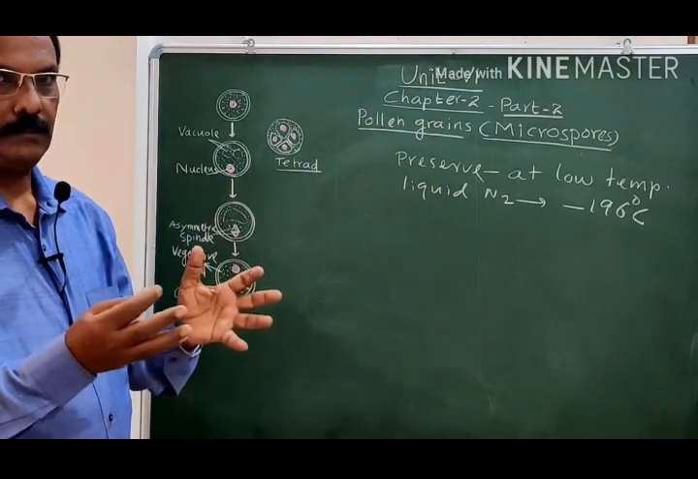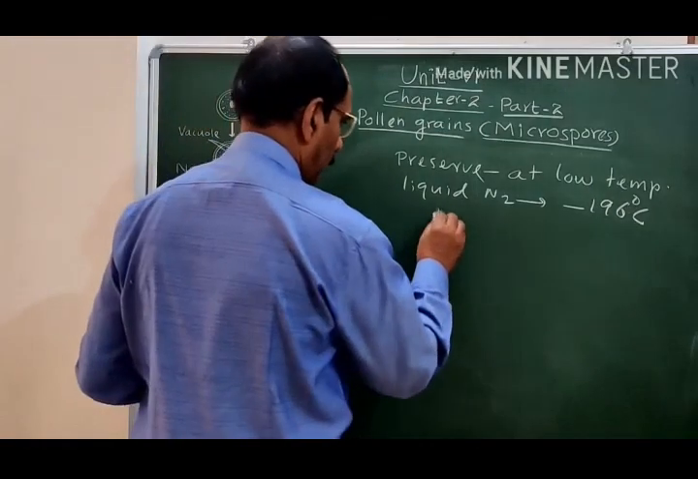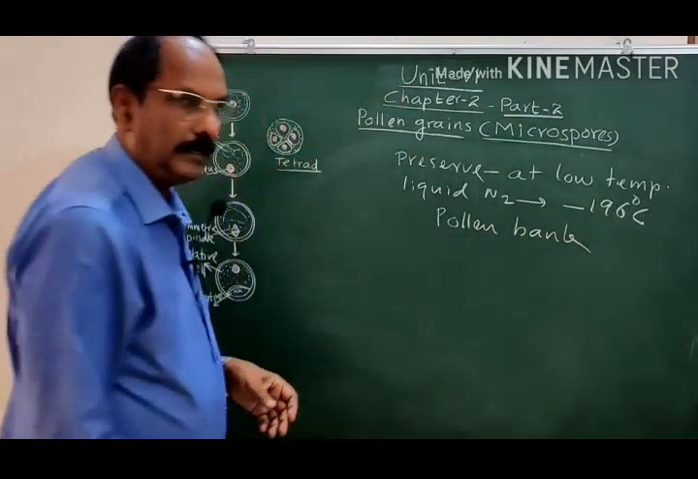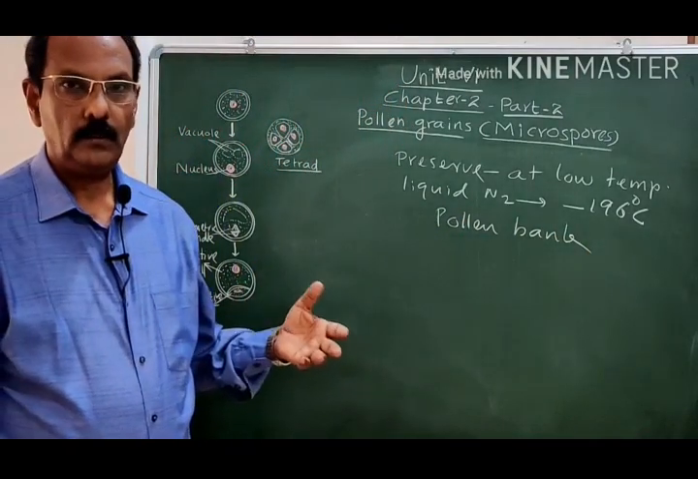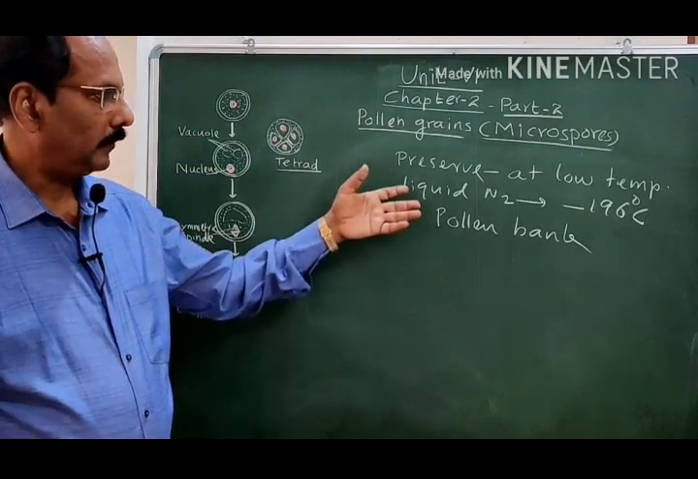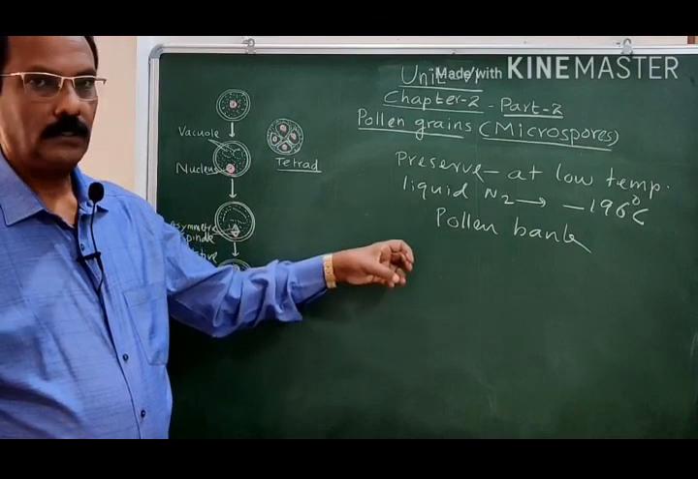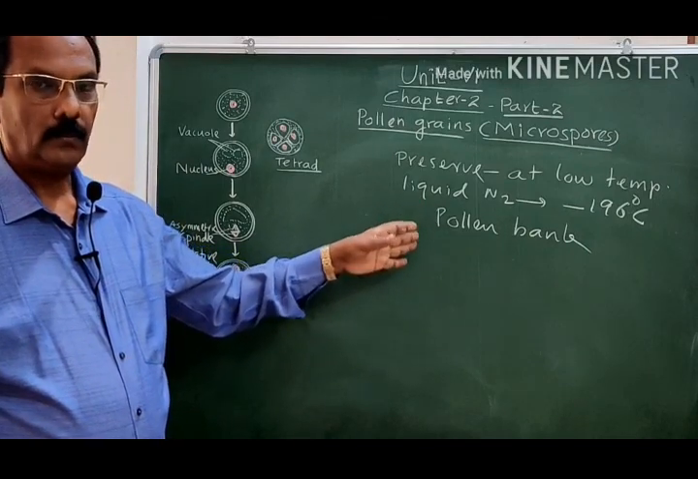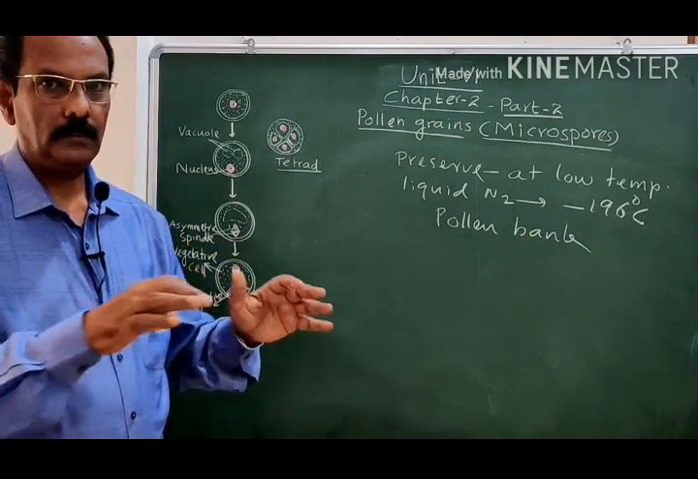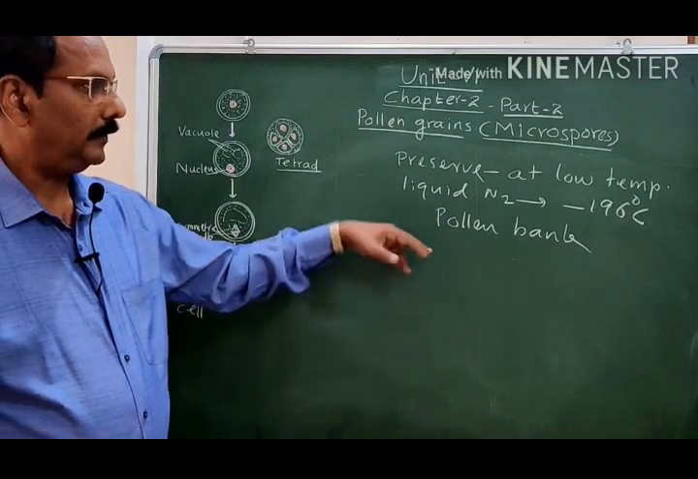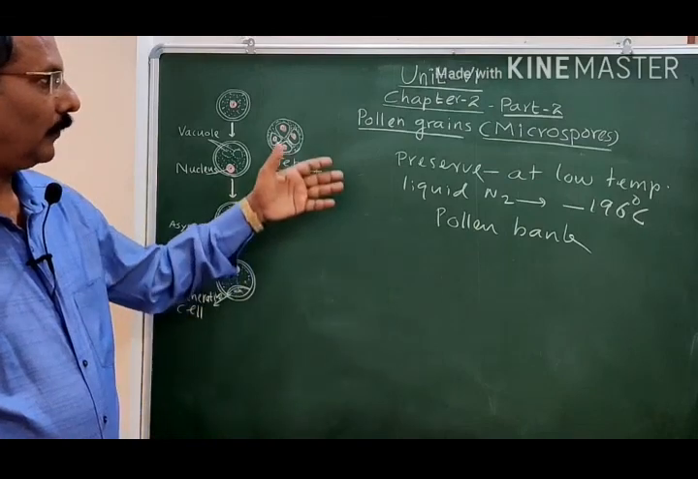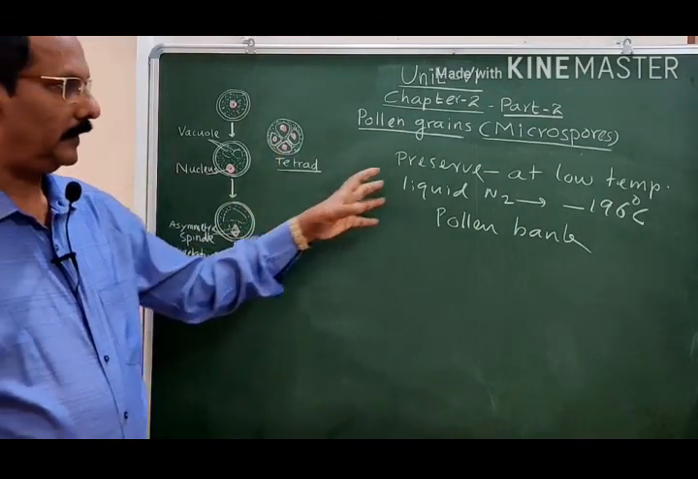The storing place at low temperature is known as the pollen bank. So nowadays pollen banks are available. Previously there was the gene bank, and nowadays seed banks are also available. Seeds can be preserved at a low temperature, and like that, pollen can also be preserved. Whenever it is required, we can remove it from the low temperature and, putting it under suitable conditions, use the pollen grains for artificial fertilization and hybridization. So that is the structure and various other aspects of the pollen grains.